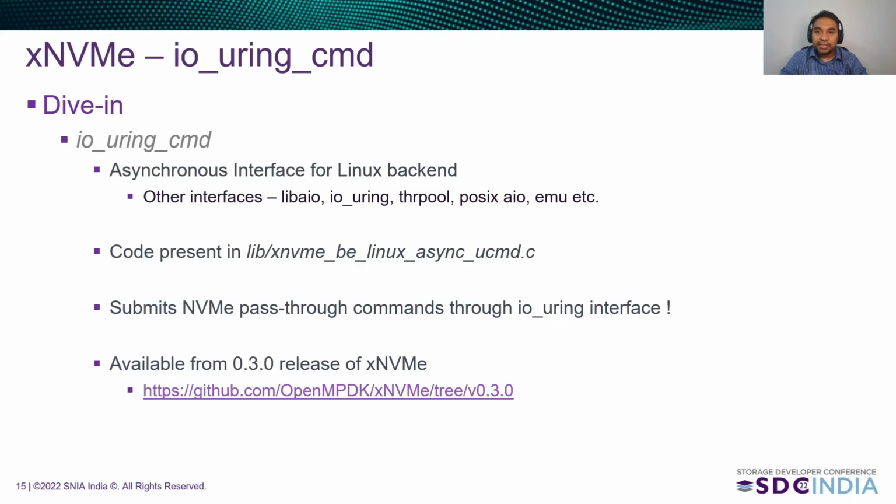Now let's dive into the details about how the pass-through feature is supported in xNVMe. As discussed earlier, xNVMe supports multiple backends and a variety of synchronous and asynchronous interfaces. libaio and io_uring are some of the asynchronous interfaces supported. In addition to these, the io_uring_cmd asynchronous interface has been implemented. The source code for this interface is present in the following file. This interface uses the pass-through functionality supported by the Linux kernel. It submits NVMe pass-through commands through the io_uring interface and reads the completions for the submitted commands. This feature is available from the 0.3.0 release of xNVMe present in the below GitHub location.